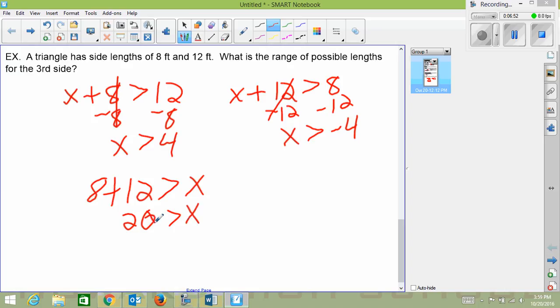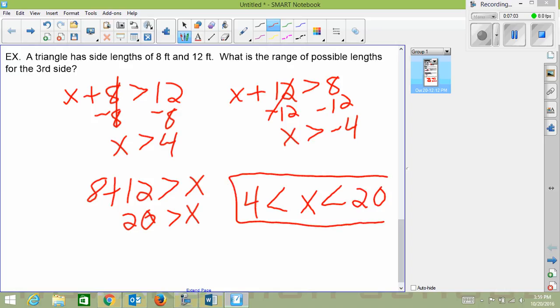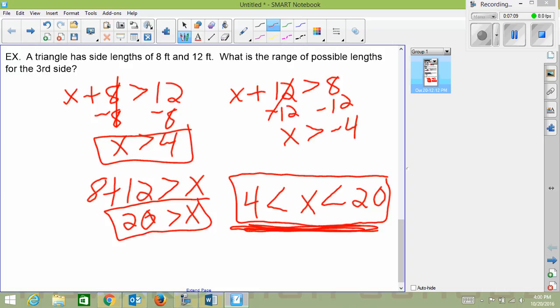So this is how you're going to write this. You're going to put the x in the middle. x has to be greater than 4 and less than 20. That's my range right here. x is greater than 4 and x is less than 20, and this is how you write it as a compound inequality. That is my range. Greater than 4, less than 20, to be able to make a triangle out of that.